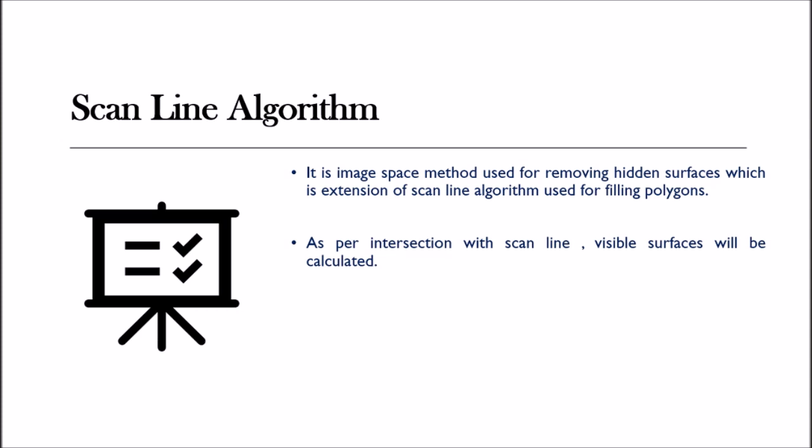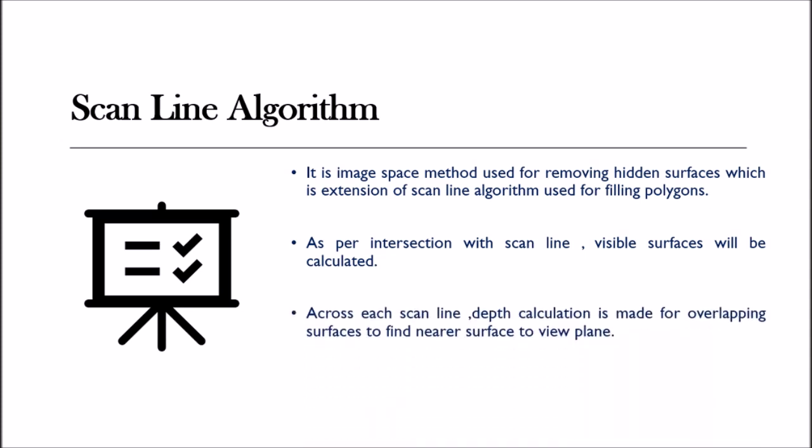As per the intersection with the scanline, visible surfaces will be calculated. So in the scanline algorithm, wherever there is an intersection with the scanline, visible surfaces will be calculated.